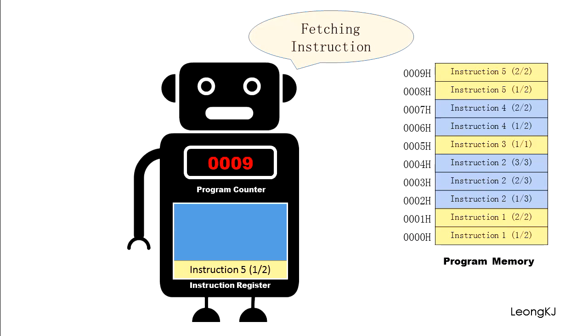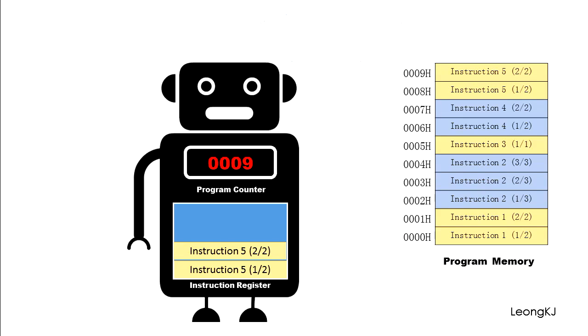Instruction at location 0009 is fetched and goes into the instruction register. The program counter is incremented by 1. CPU goes into decoding phase. The instruction is complete and the CPU executes the instruction.